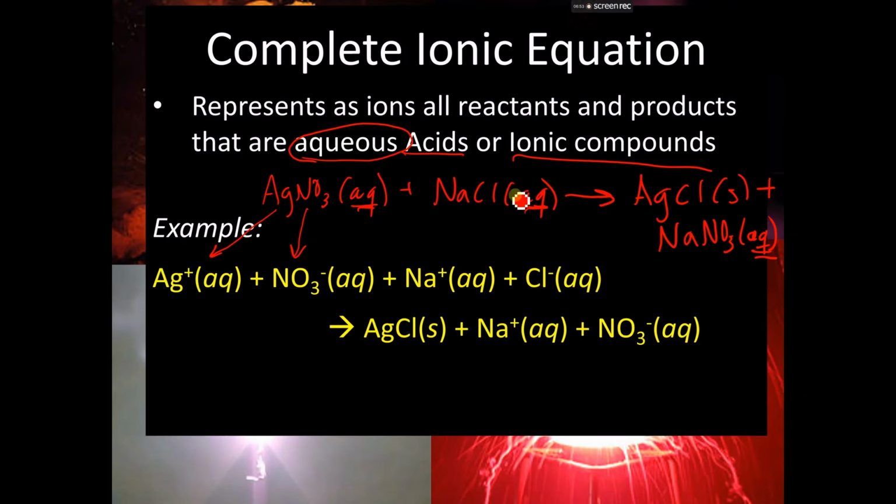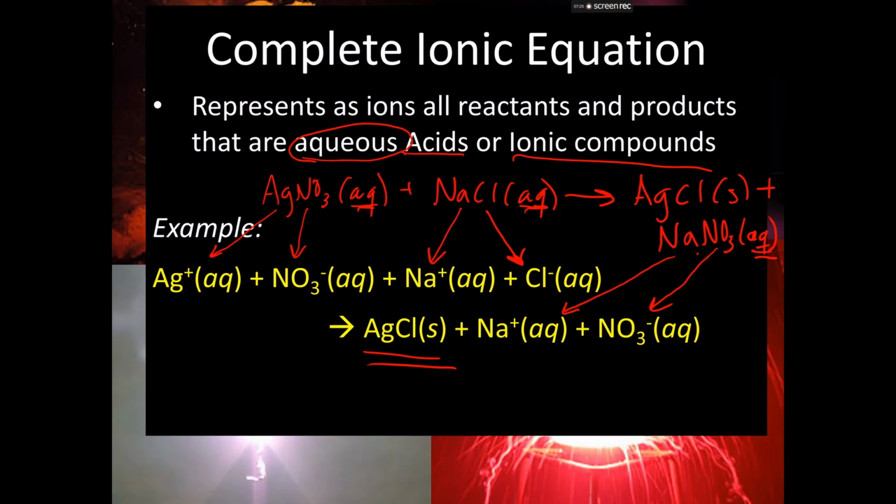Sodium chloride, again, aqueous, and it's ionic, will dissociate into sodium ions and chloride ions. Silver chloride will stay AgCl solid because it's not aqueous. In a complete ionic equation, we only separate aqueous ionic compounds or acids. Sodium nitrate, again, separates into sodium ions and nitrate ions because it's an aqueous ionic compound.